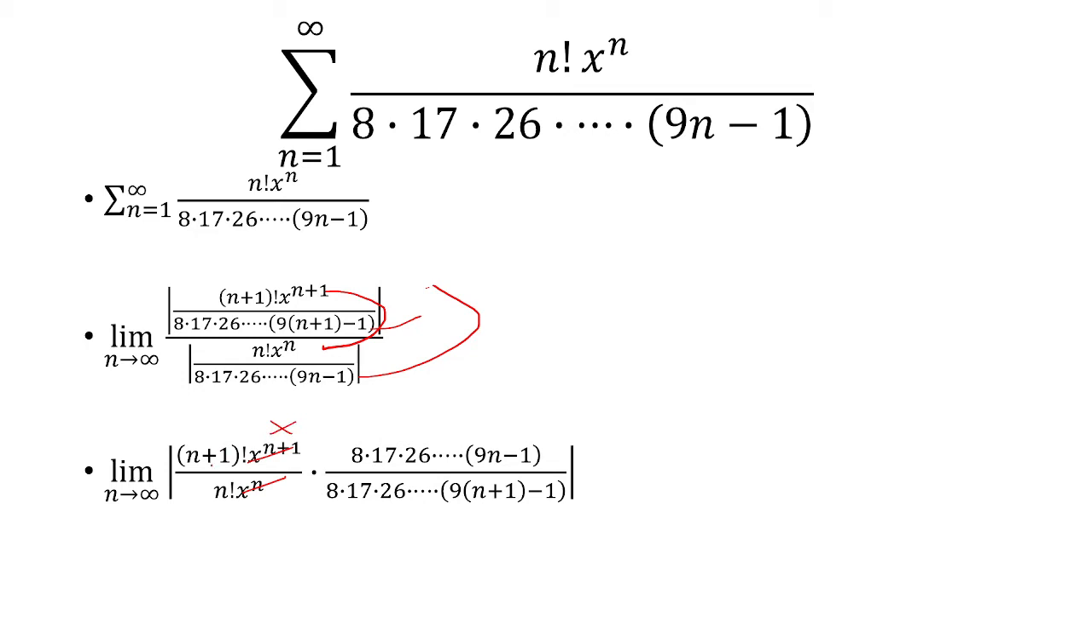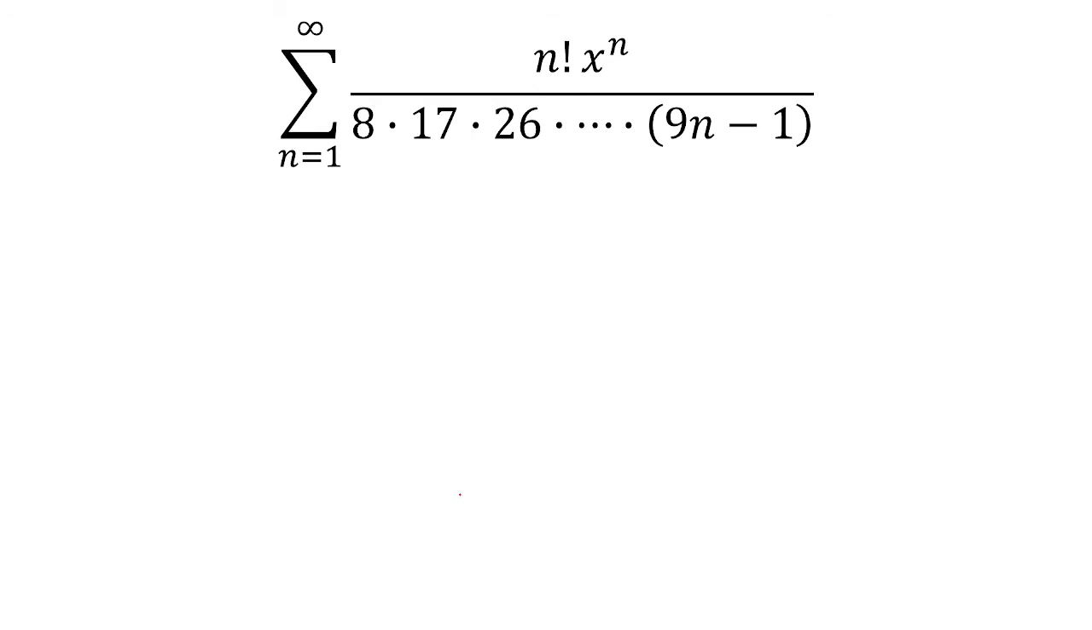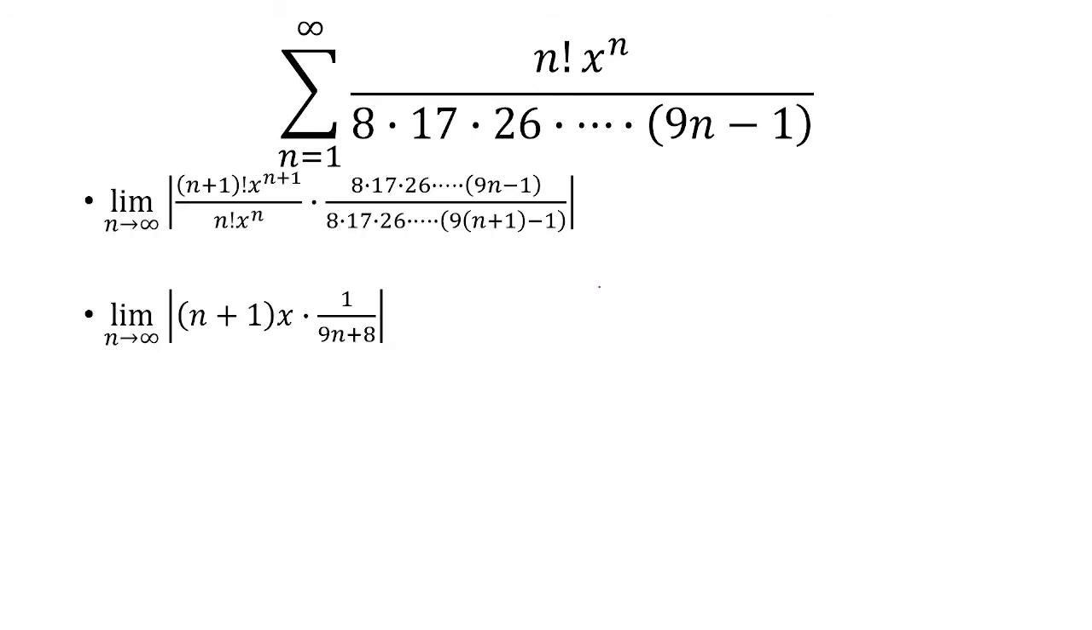N plus 1 factorial is n plus 1 times n factorial, which the n factorial is going to cancel with the denominator. So we're just left with n plus 1. Now for this one, this is going to be one additional term. So everything's going to cancel except this last term, as you'll see in a second. So these cancel, and so we're left with 9n plus 9 minus 1, which is just 9n plus 8. And then we have the n plus 1 times x.